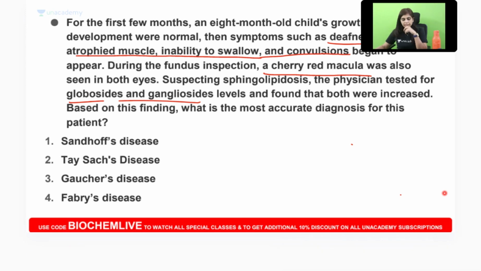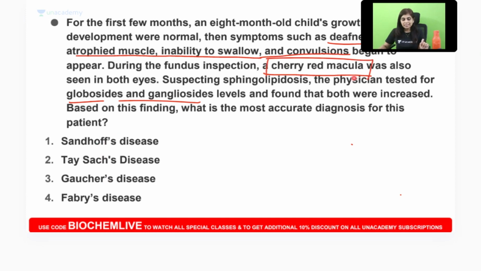Okay, good. So 22% of you have answered it right. Many of you have chosen Tay-Sachs. Some of you have even chosen Gaucher's, and I think one of you has chosen Fabry's. Okay. So to summarize, as I told you, it's neurological manifestations accompanied by cherry red macula, accumulation of globocytes and gangliocytes. So these are the positive findings.